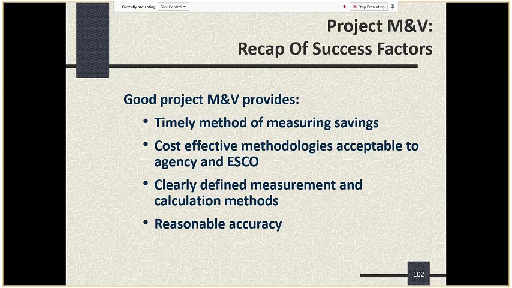So, believe it or not, this is the last slide. And this is just a sort of a summary of what makes a successful M&V on a project. Well, you need a timely method of tracking savings. It's got to be cost effective, it's got to be clearly defined, and it's got to be reasonably accurate. And that's fairly straightforward. But those are just some of the basics.